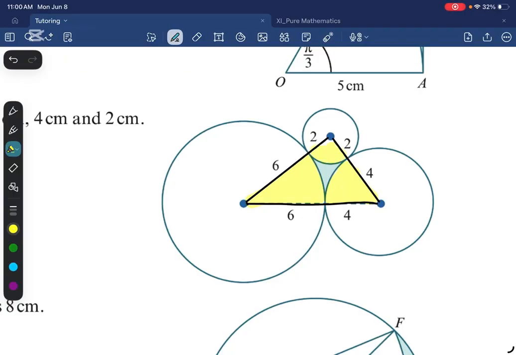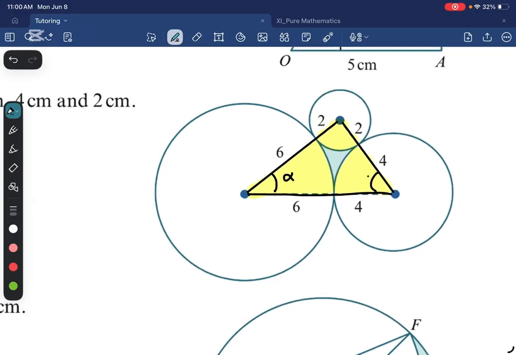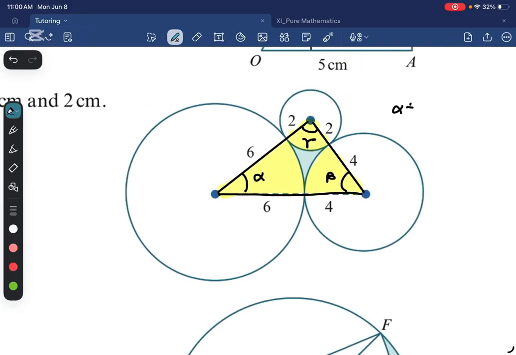But to do so, we need the angles of the triangle, right? So now, let's call this angle alpha. We're going to call this angle beta. And this angle is going to be gamma. And alpha plus beta plus gamma, because they are angles of a triangle, have to add to 180. 180 is pi radians. We're going to work with radians, right?